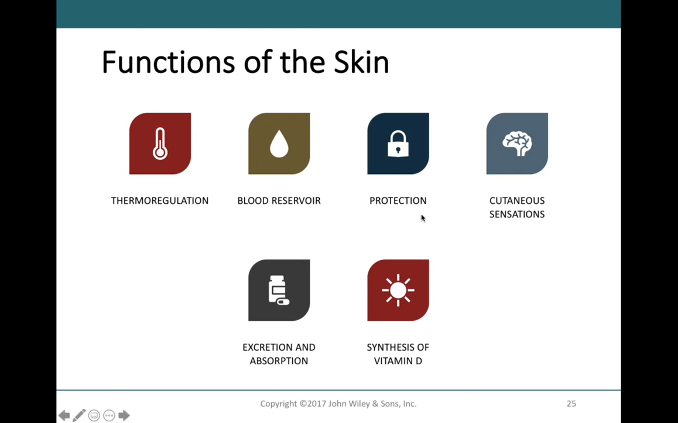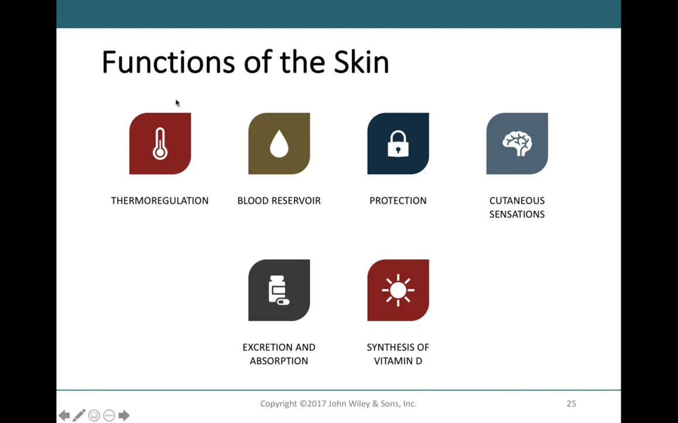We also have a protective function. We've mentioned this several times. So the skin is serving a protective function to protect the inner parts of our body from the external environment. We'll have different sensors that can be found in our skin, such as the Merkel cell, which are going to be helping us to sense different stimuli that contacts the skin.